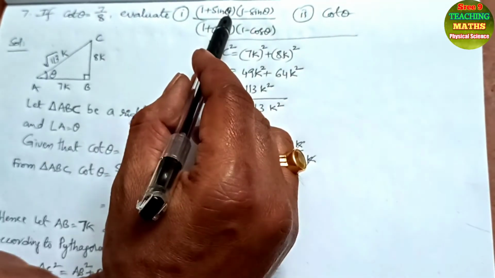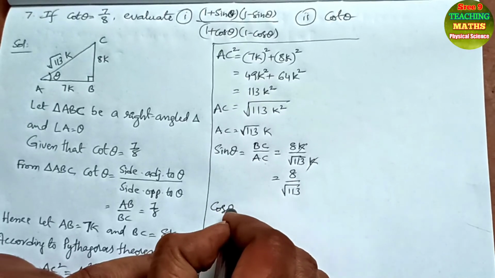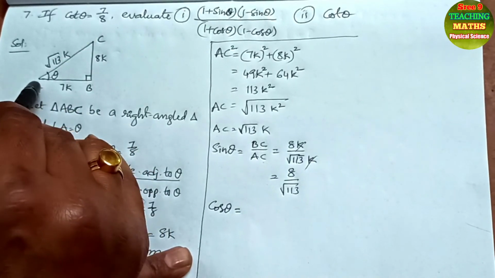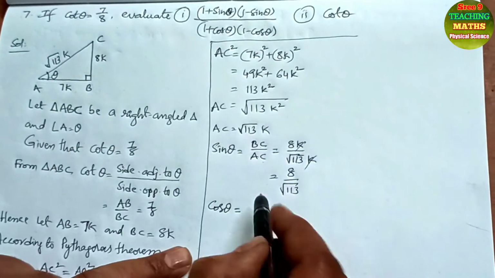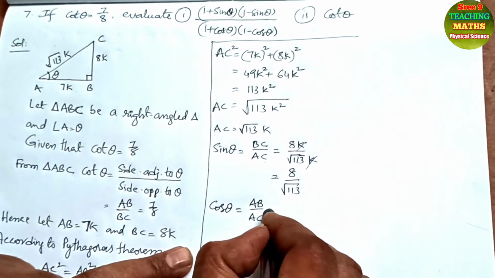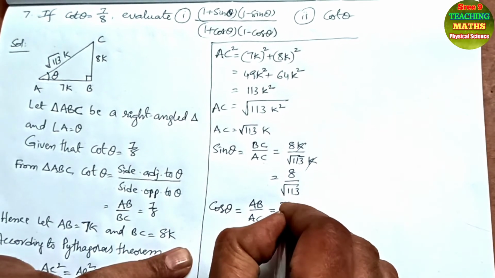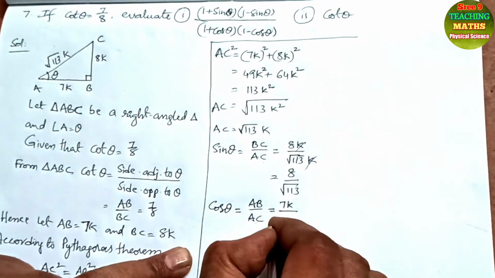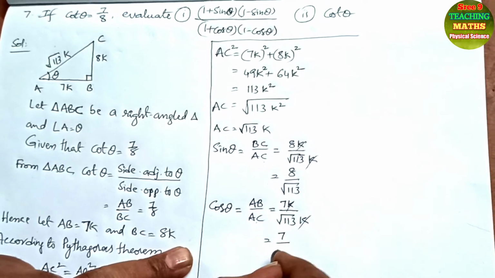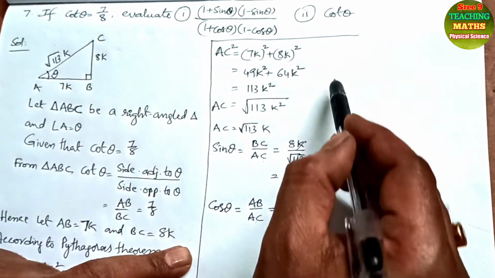Okay, so we got sin theta, and what we have to find? Cos theta. So cos theta is equal to, what is the formula? Side adjacent by hypotenuse. The side adjacent to angle theta is AB, by the hypotenuse, AC. What is AB? AB is equal to 7K by AC, which is root 113K. K cancels, and we got 7 by root 113. Got it? Now we solve the problem.